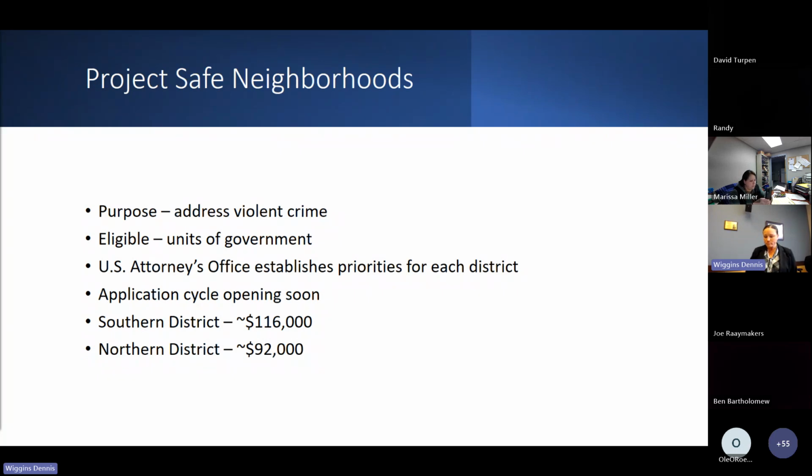Project Safe Neighborhoods is to address violent crime. Again, you got to be a unit of government to apply. The U.S. Attorney's Office in the Northern and the Southern District established the priorities for each district. The next application is opening soon. So if you're on the email list, watch for some information on that. It'll be coming out soon. Check Iowa grants, right? So Southern District, we have about $116,000. We haven't had a ton of interest in this program. So if you have an idea of how to address violent crime in your community, consider PSN.